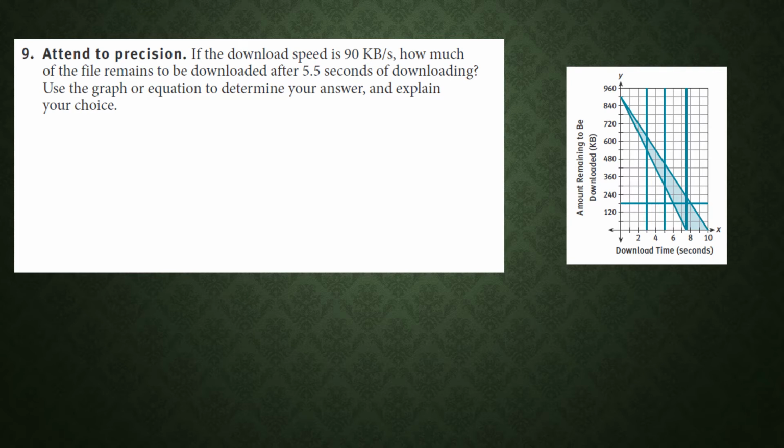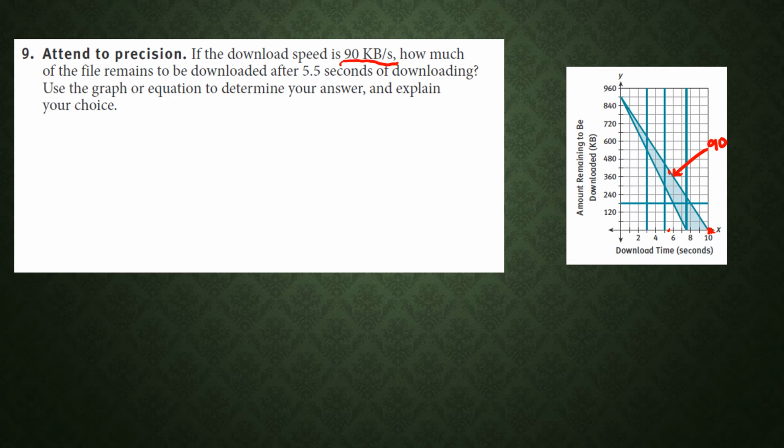All right, if the download speed is 90 kilobytes per second, so I've got to know which of these two lines I am looking at. One was 90 and one was 120. The 90 is going to be the one that's not as steep, right? So that's this one, 90, because it would take longer to finish downloading. So I want to know which one I'm looking at. So if the download is 90, so I'm looking at that top line, how much of the file remains to be downloaded after 5.5 seconds of downloading? So 5.5 would be right here. And if I go up to that line, it would be right here.